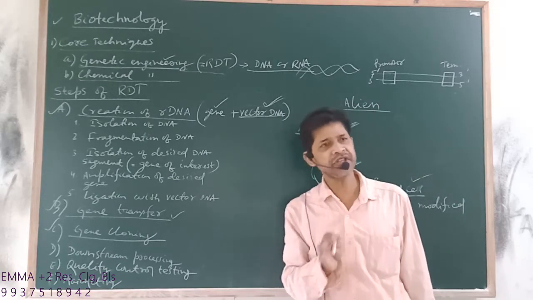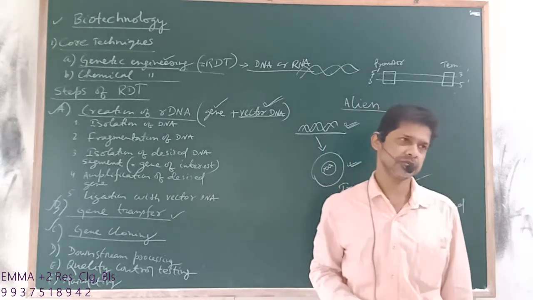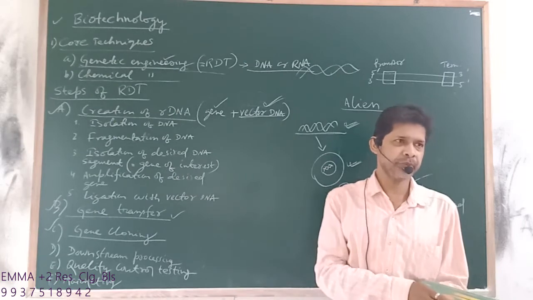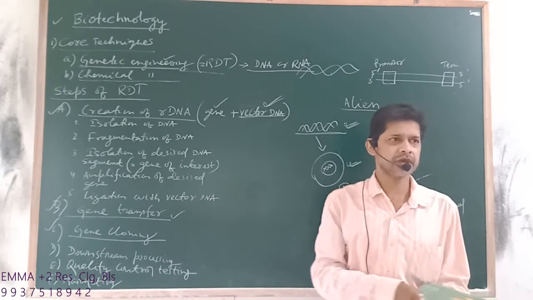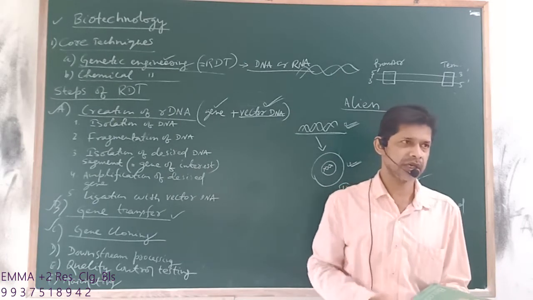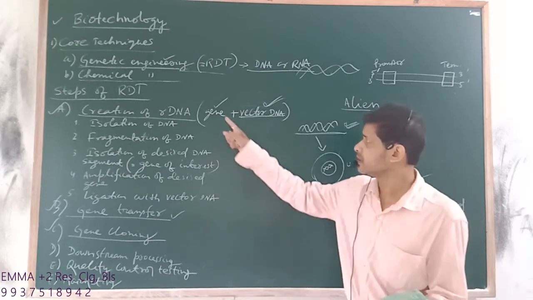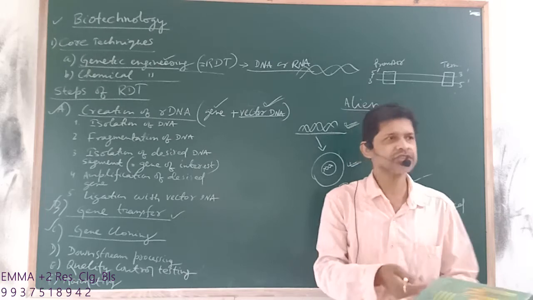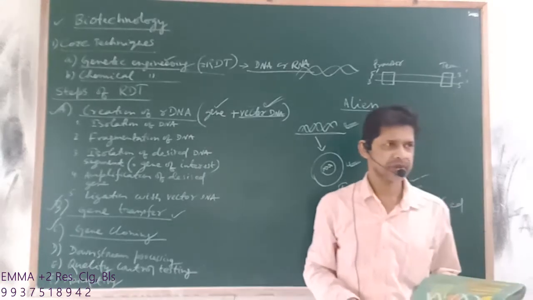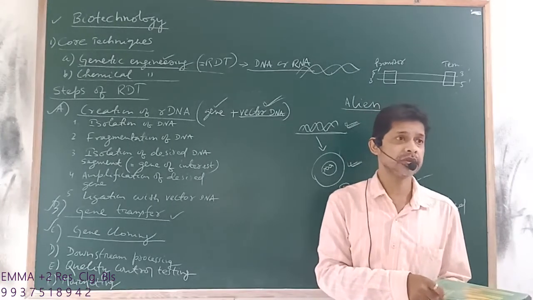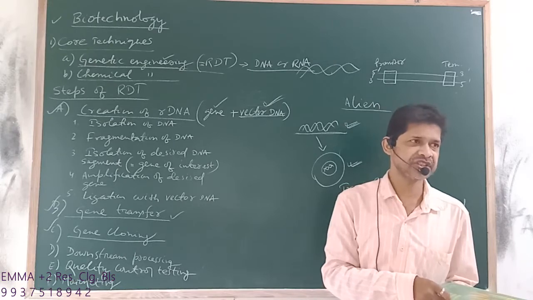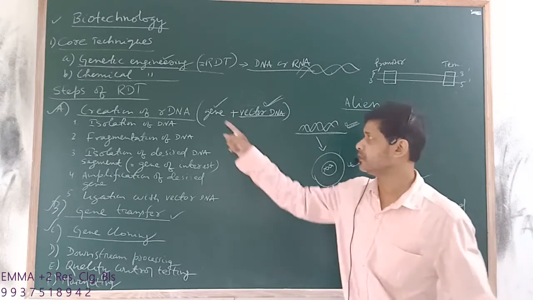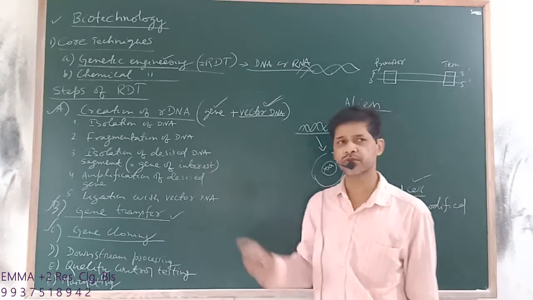So this joining involves one enzyme. When we are joining paper, we use gum, G-U-M. Here, these two molecules need some gum. That is nothing but an enzyme. That is called molecular gum, ligase. Ligase enzyme is involved in the joining of these two different DNA.